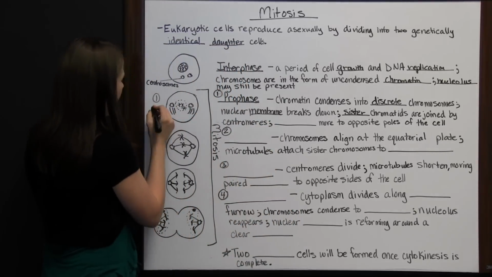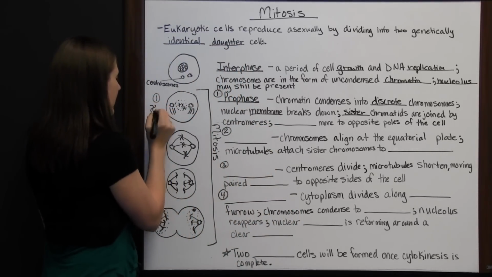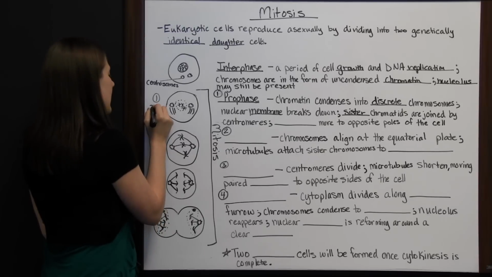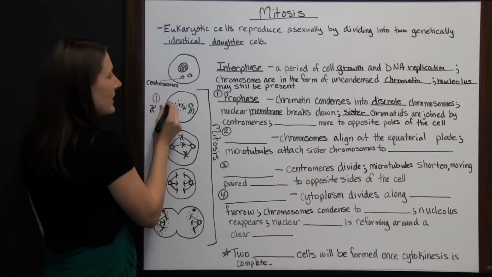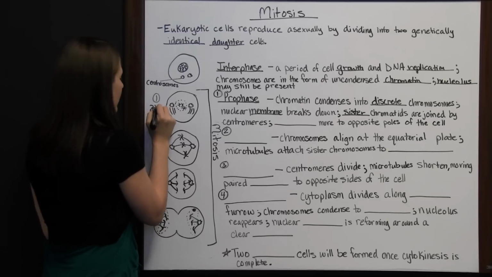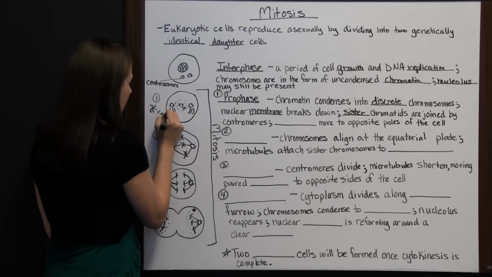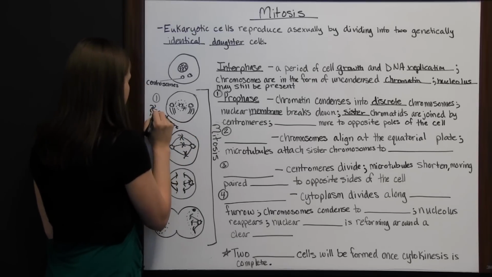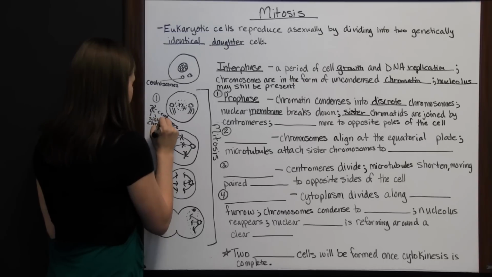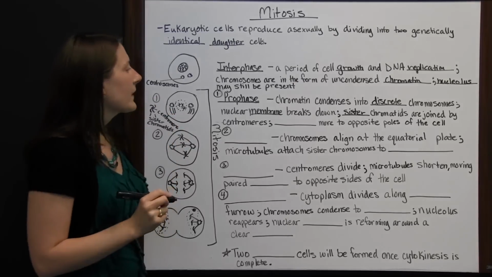So what they mean by that is this would be your chromosome, and these sister chromatids are joined by these centromeres. So this would be your centromere. And then each of these would be sister chromatids that form the chromosome.